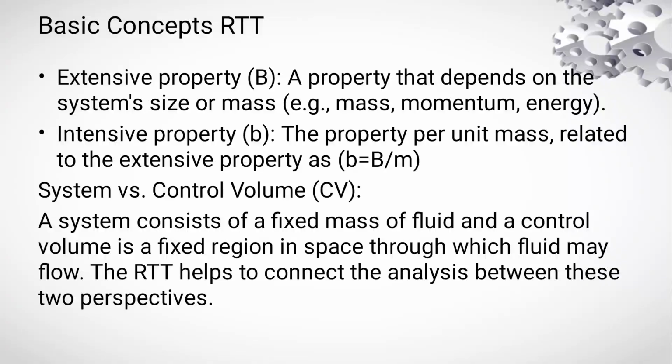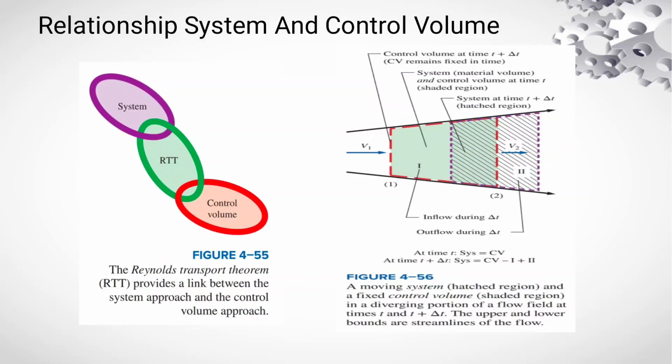So RTT is a relationship between the system and the control volume. A system consists of a fixed mass of fluid, and a control volume is a fixed region in space through which fluid may flow. The RTT helps to connect the analysis between these two approaches.